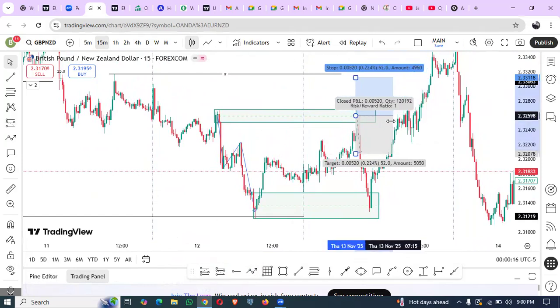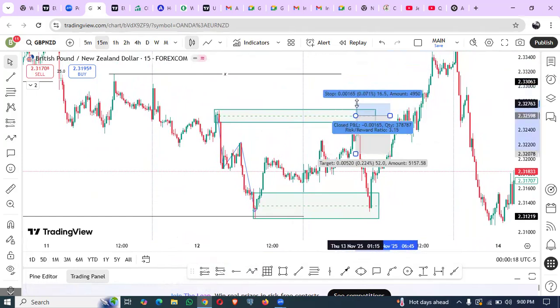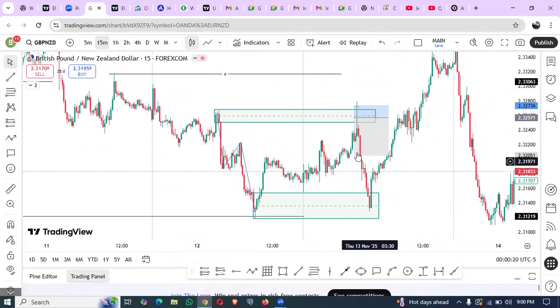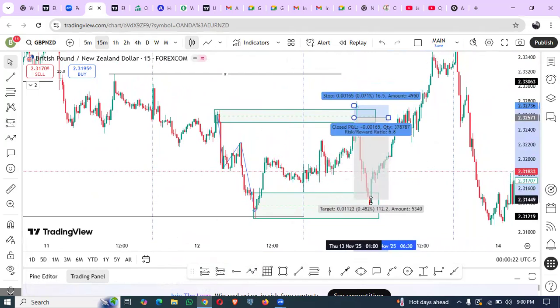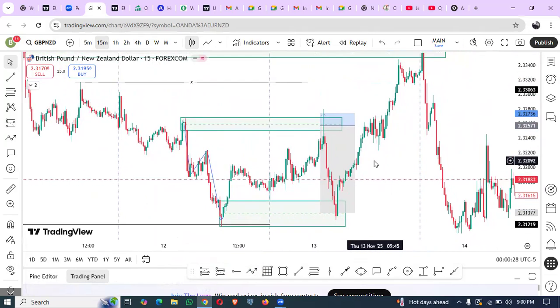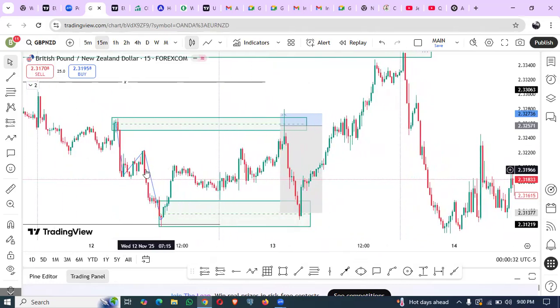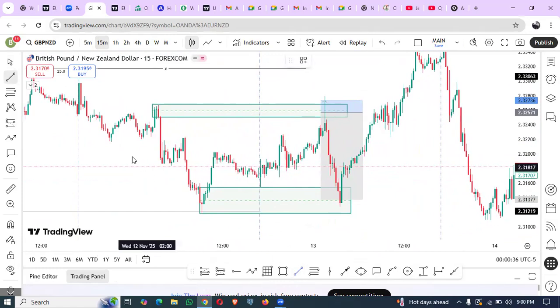But my SL was a little small, so it just swept me and continued. I normally take 1 to 5 and leave the market. You can see it even came up to 1. If you risk 1 to get 7. But my SL was a little small, so it swept me. But you can see the structure mapping and the point of entry, yeah? So this is what you guys call your A setup.